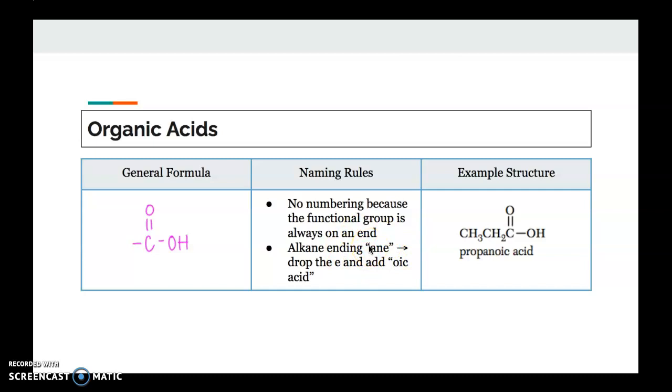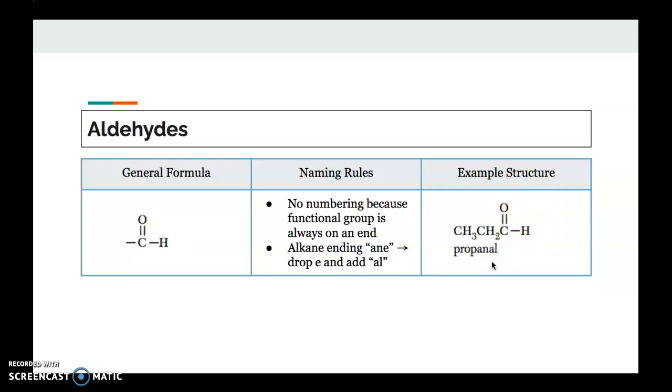So we use our prefixes from Table P for all of these, count the number of carbons, and then adjust the ending here. So in our example, we have 1, 2, 3 carbons, so this would be propane without the functional group, but attach this functional group on the organic acid, this becomes propanoic acid. Again, no numbering because it's on the end there.